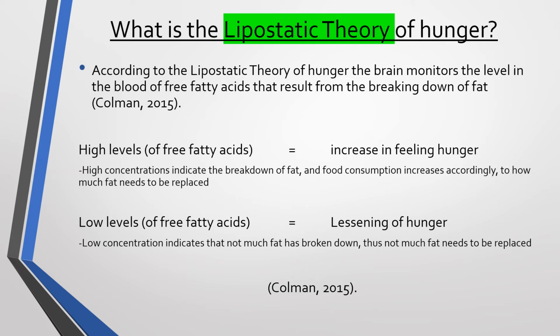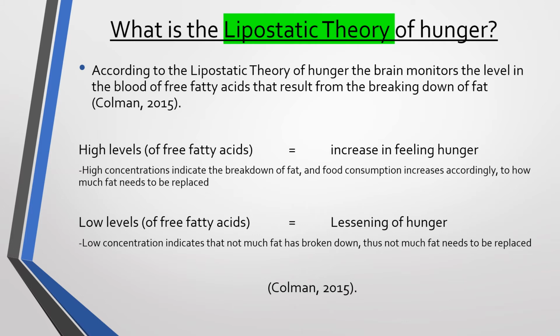So this lipostatic theory argues that certain regions within the brain can detect our levels of free fatty acids, very similar to the glucostatic theory and how it monitors our glucose levels. So I've got two scenarios right here. The first scenario is that we have high levels of free fatty acids within our blood supply. And if there's high levels, that means there's an increase in our feeling of hunger. Because if there's a lot of free fatty acids, that means that there has been a breakdown of fat. And if there has been a breakdown of fat, that means our body needs to compensate for that breakdown by eating more and gaining that fat back.